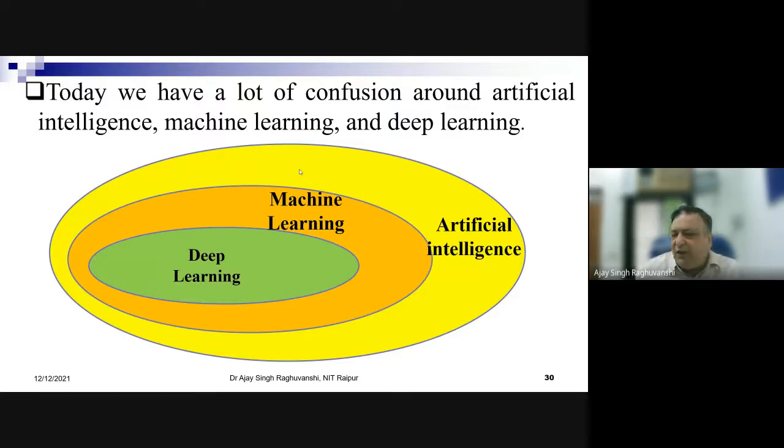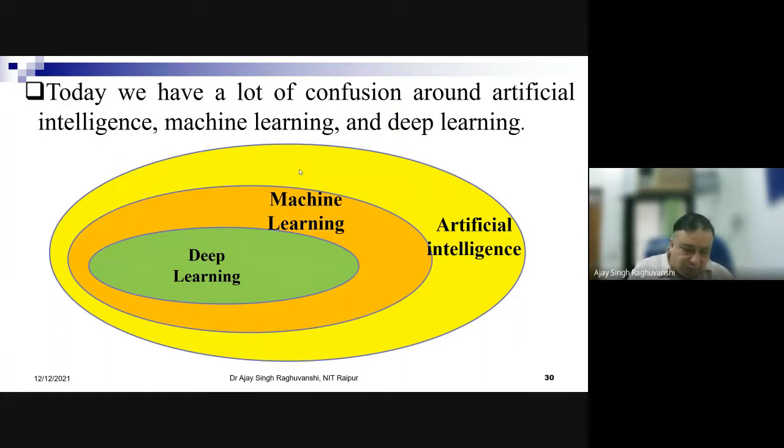If I say from the set theory point of view, then artificial intelligence is the universal set. A subset of this universal set of artificial intelligence is machine learning. So machine learning is one part of artificial intelligence. And inside machine learning, we have one more subset, which is deep learning. So deep learning is a subset of machine learning, which is a subset of artificial intelligence.